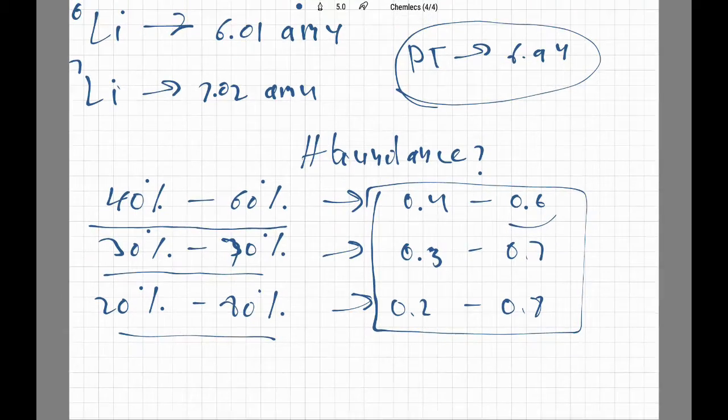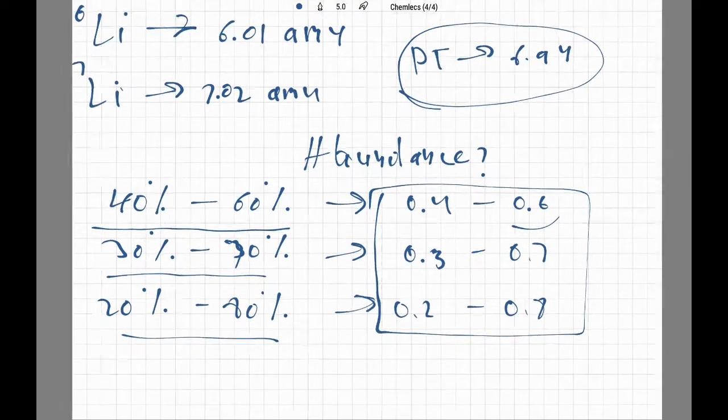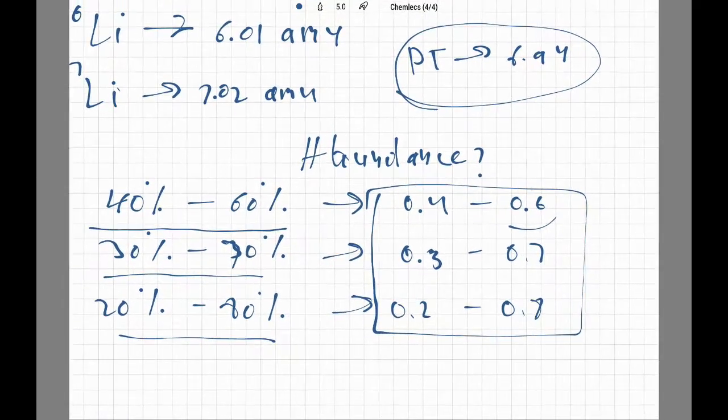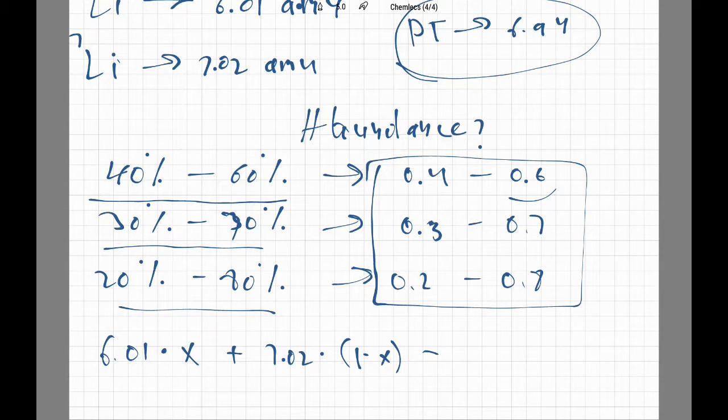Alright, so that's why I'm going to set up a mathematical equation here. I'm going to say 6.01 lithium 6 has the relative abundance of X, and I add that to the relative abundance of the other guy, which is going to be 1 minus X, right? Hopefully that makes sense. And the whole thing should be equal to 6.94.